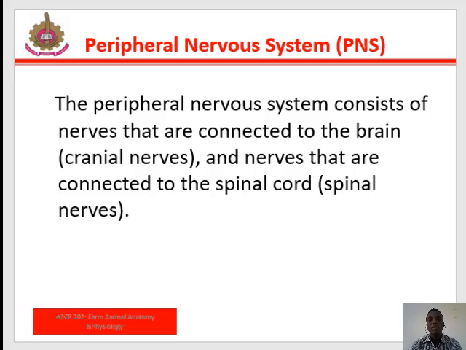Peripheral nervous system. The peripheral nervous system consists of nerves that are connected to the brain, cranial nerves, and nerves that are connected to the spinal cord, spinal nerves. The autonomic nervous system is also part of the peripheral nervous system. The peripheral nervous system includes the nerves and the ganglia outside the central nervous system. Its purpose is to convey sensory information to the brain and spinal cord and to produce movement of muscles and secretion from the glands via the motor nerves.